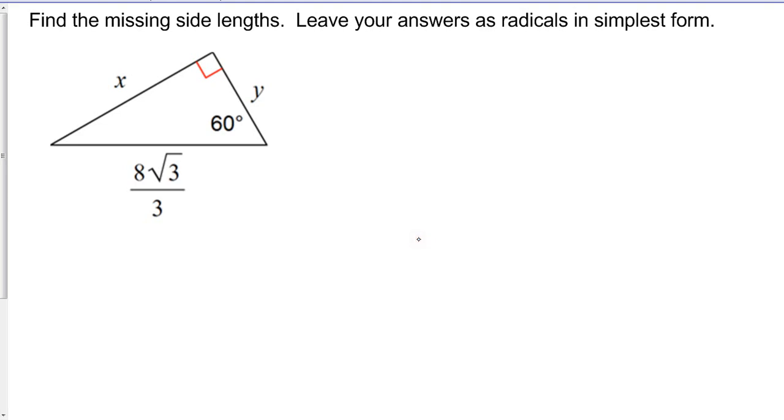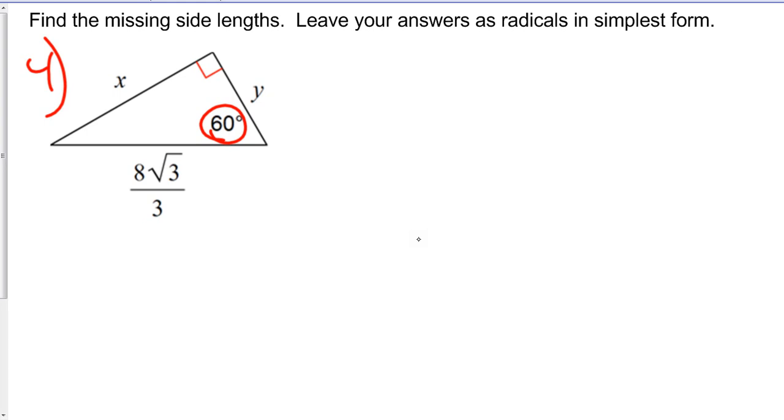All right, here's your video for Geometry SLO Review Worksheet number 7, Special Right Triangles. By special right triangles, we mean the 30-60-90 and the 45-45-90 triangles. Now, if you take a look, I've got a 60 degrees right here. Oh, by the way, sorry, this is problem number 4 to start with. Okay, so we're going to find the missing side lengths. Leave your answers as radicals in simplest form.